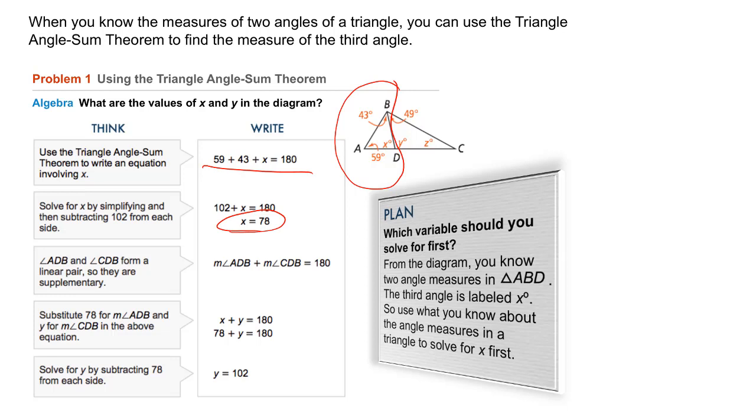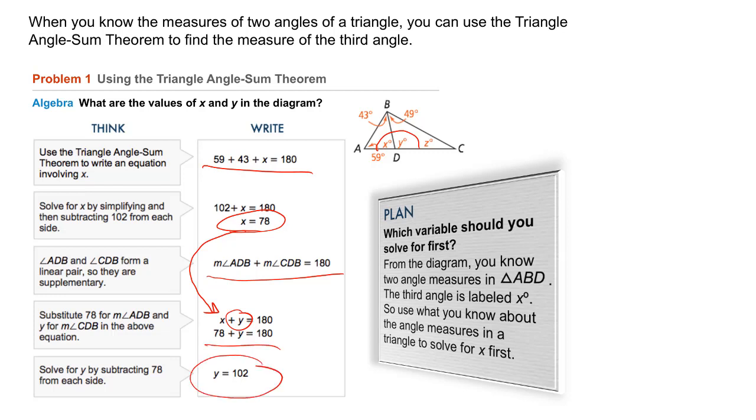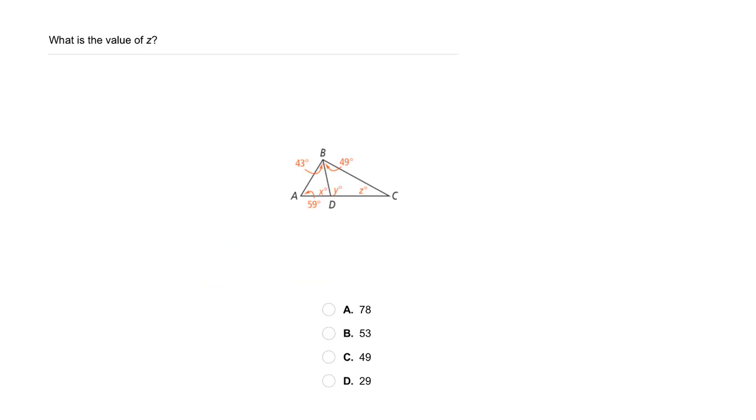Once we know x, well, we can find y perhaps in a different way. We can see that x and y form a linear pair, and so they must add up to 180, just the two of them. So the measures of those two angles add up to 180. We've already found x, which is 78, and our goal here is to solve for y now, and so we use this equation, 78 plus y equals 180, and find that y equals 102. So your turn. What is the value of z?